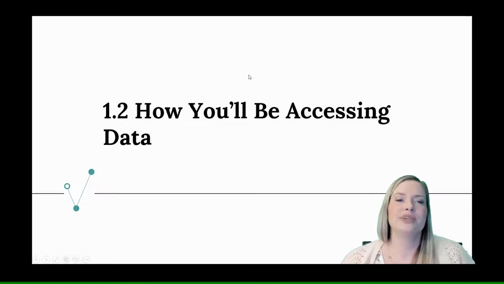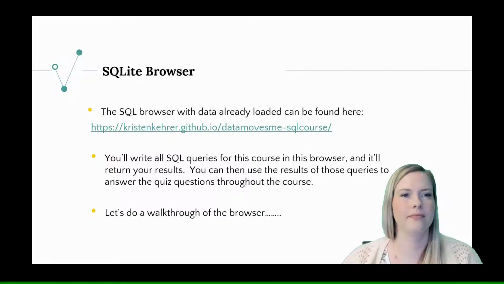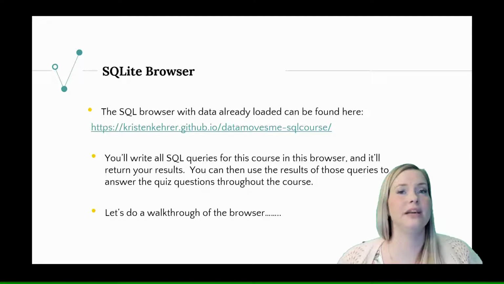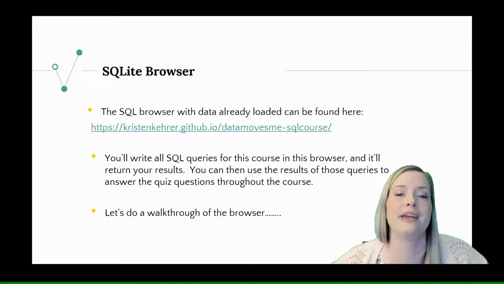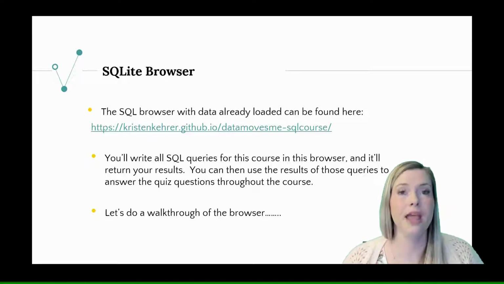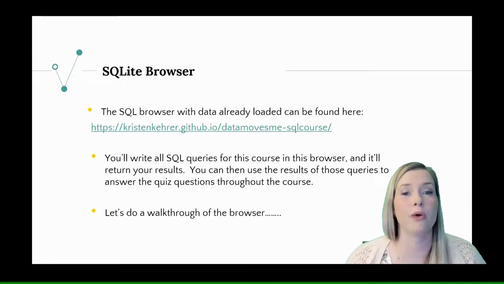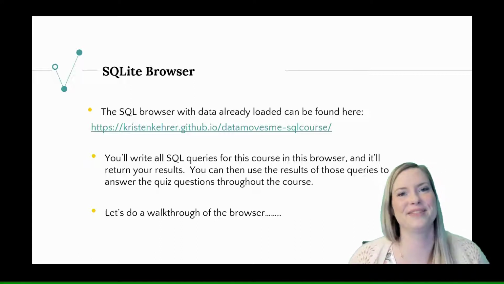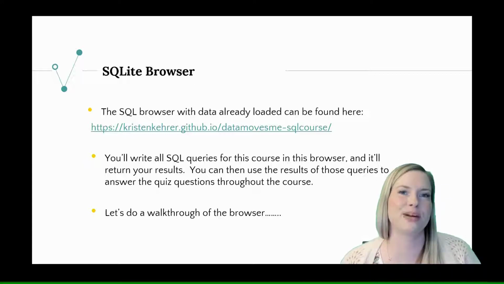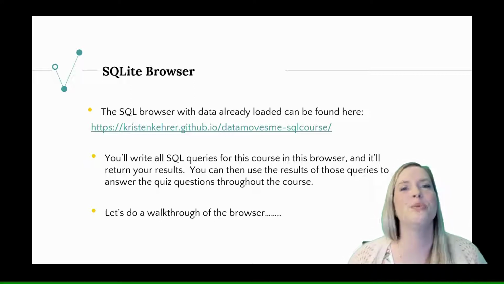So now we're going to talk about how you'll be accessing the data. The data is in a SQLite browser that you can find by going to the link right there, kristenkerer.github.io/datamovesme-sqlcourse. So literally you'll go there and you'll find all the tables and you'll be able to just start writing queries. It will return results for you and then you can use the results that are returned to answer the quiz questions that are part of the course. So let's do a walkthrough of that browser.